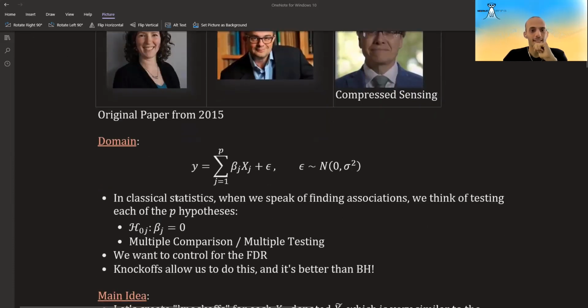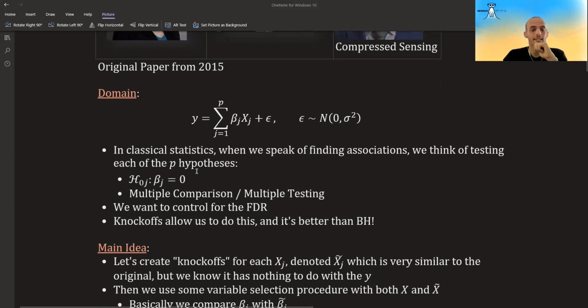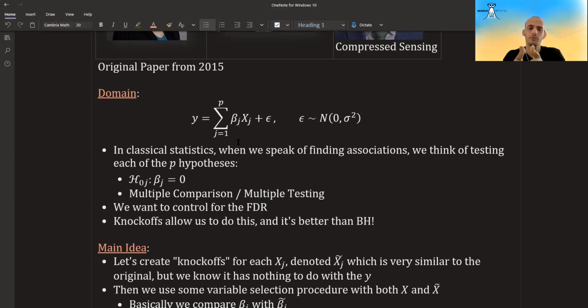So what is knockoffs? Well, which domain are we in? Suppose you have linear regression. You have some response variable y, and you have some covariates that you want to test whether they are related to y or not. So you want to do inference, basically. Say you have a bunch of these covariates, and what it comes down to is that you solve the linear regression, you get your beta estimators, and you try to test whether the betas are actually significant or not. So you have a lot of null hypotheses that the betas are actually zero.